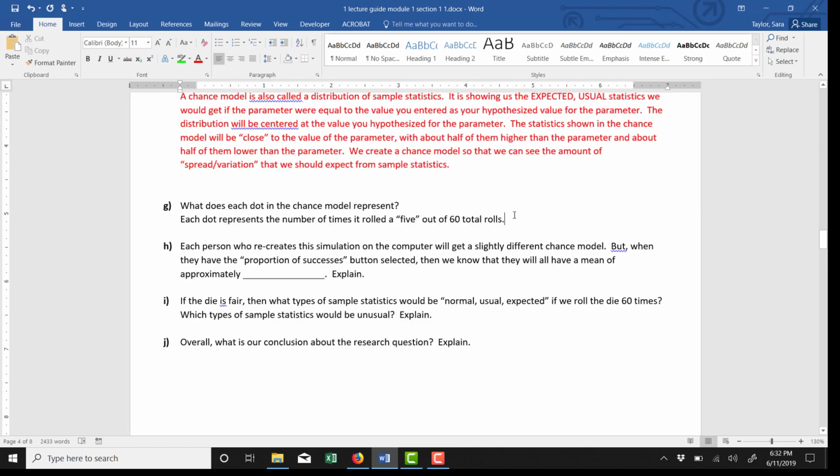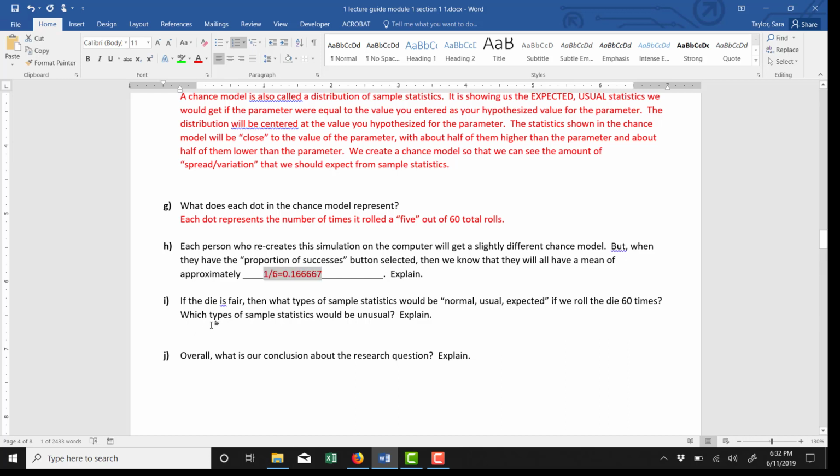So what does each dot represent? Each dot represents the number of times that it rolled a 5 out of 60 total rolls. Each person who recreates this simulation on the computer is going to get a slightly different chance model. But when they have the proportion of successes button selected, then we know that they will have a mean of approximately 1/6, or 0.166667. If the die is fair, what types of sample statistics would be normal, usual, and expected?